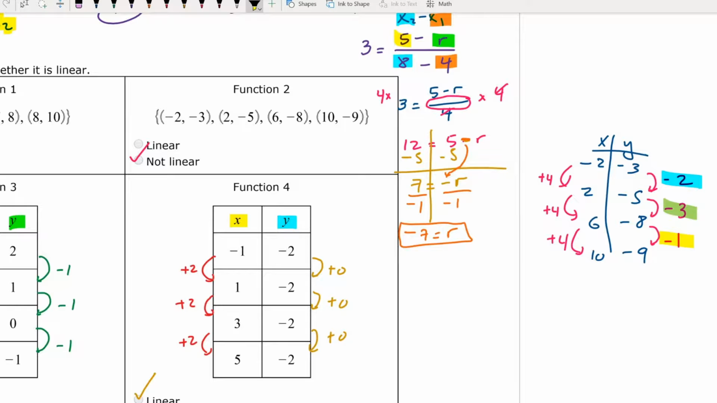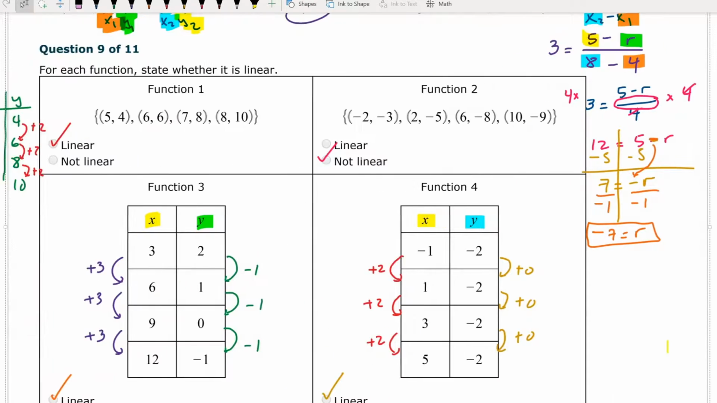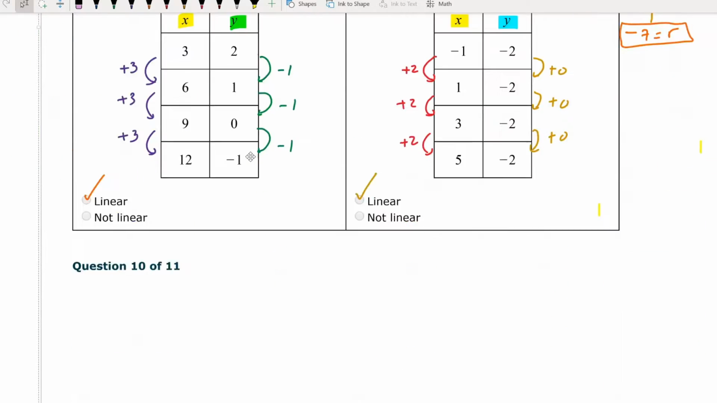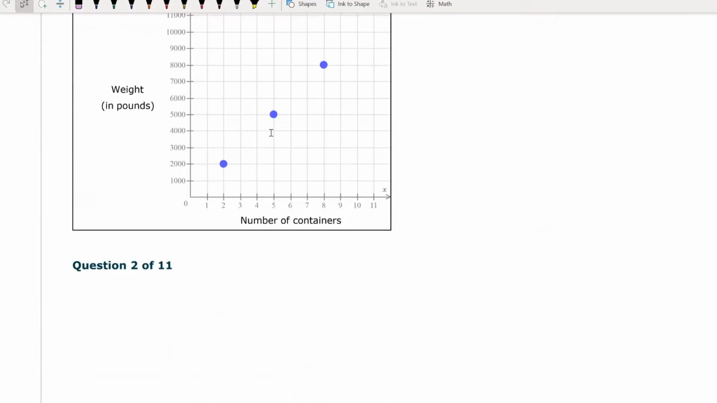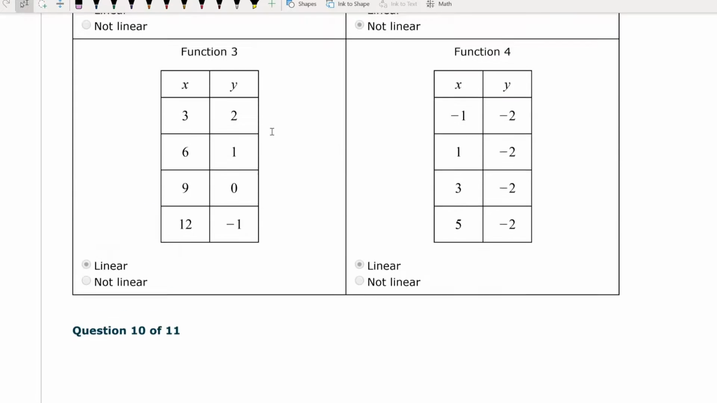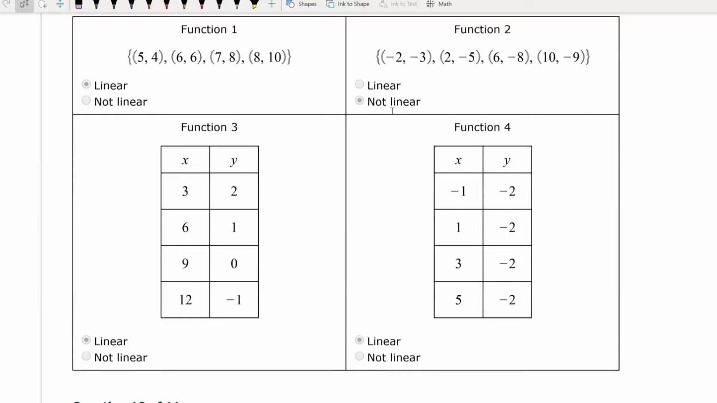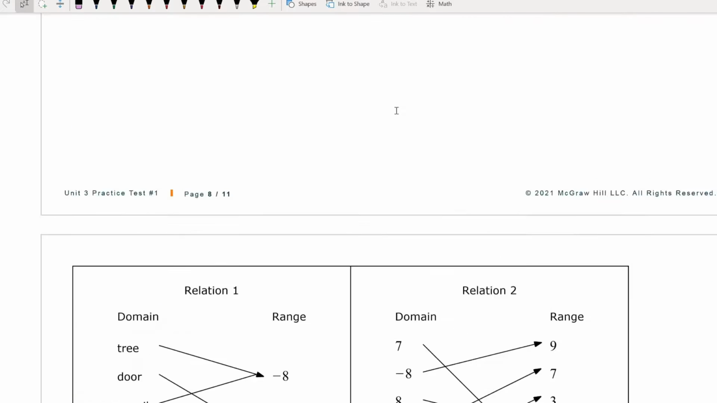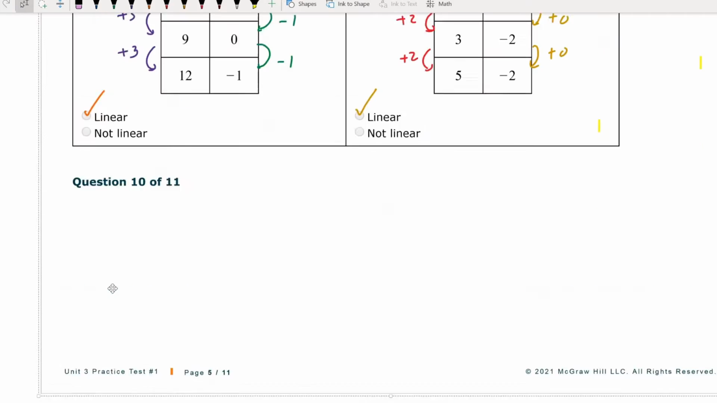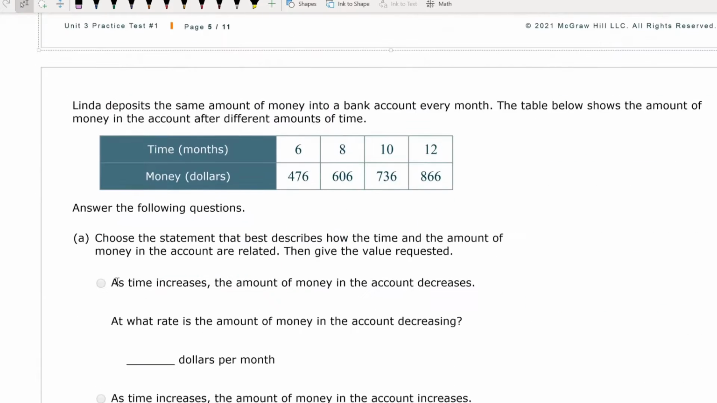Alright. Let's go back to where we're at. Click on this and I'm going to go this way. Number 9. I just want to really quickly check my answer key. Let's see. Yep, linear, linear, linear, and not linear. So we're good. Alright, we're heading to the next problem. Number 10.